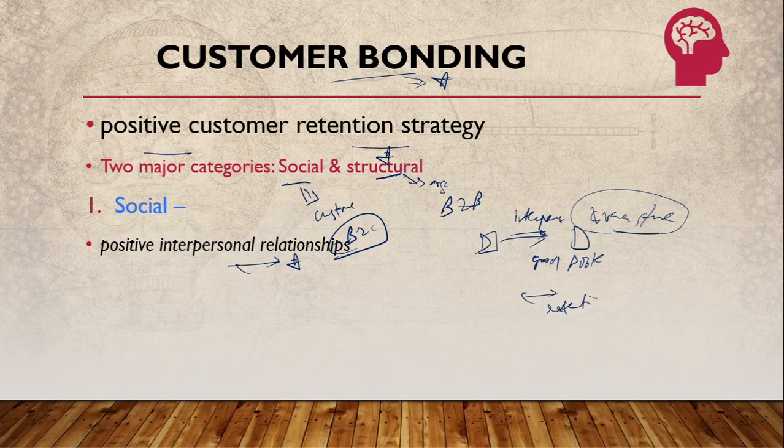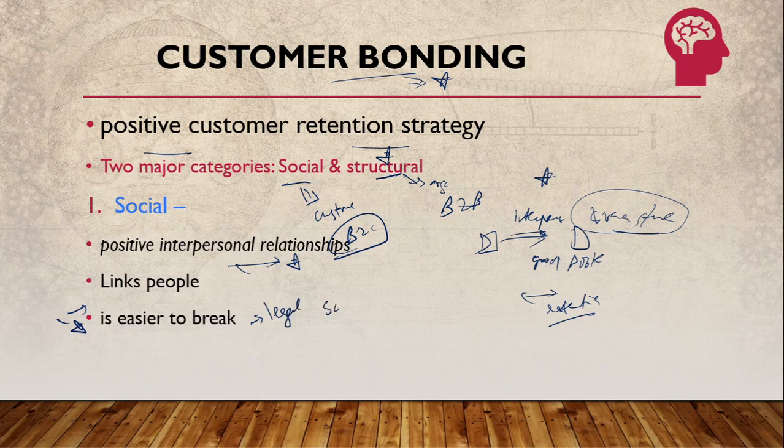That way, you are retaining the customer. So this is the use of a social structure. What this type of social bonding does is link people, and sometimes this is easier to break because there is no legal bonding in this. It is just a social bond. Sometimes if the mood of the customer is not good or you have not served the customer well one time, then he can suddenly stop coming to your office.